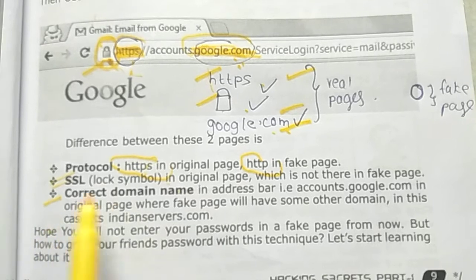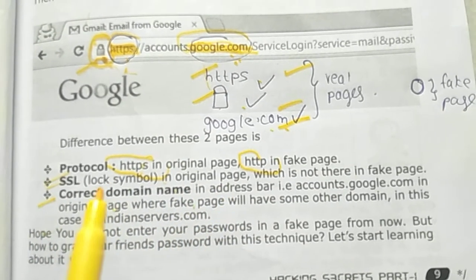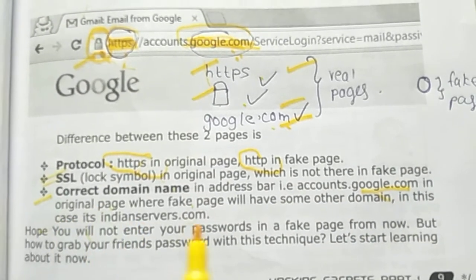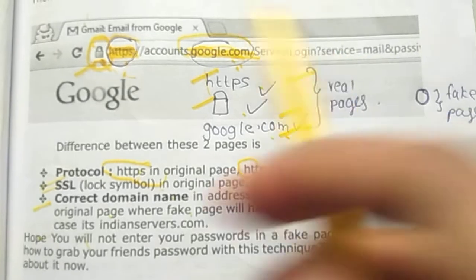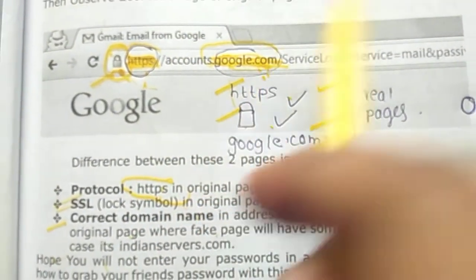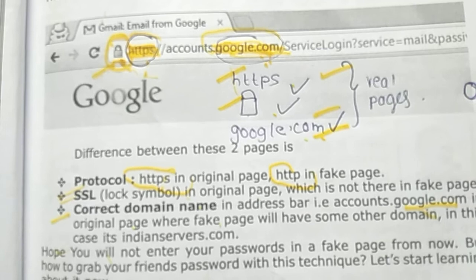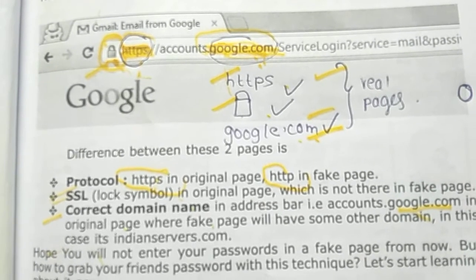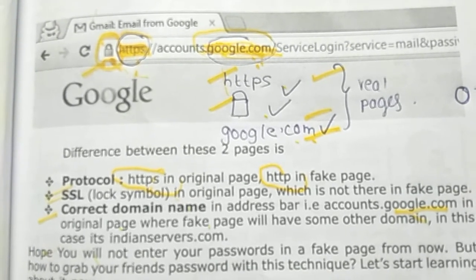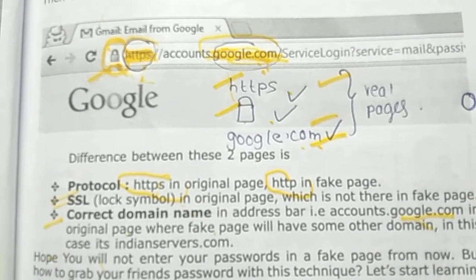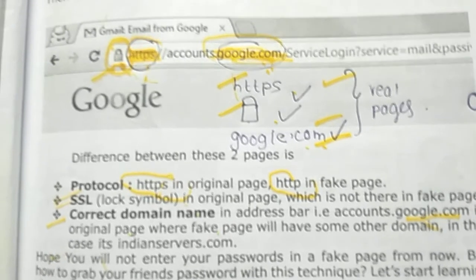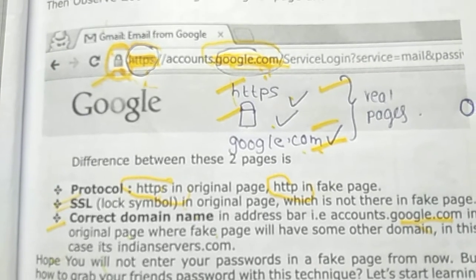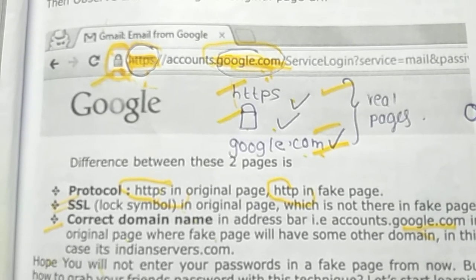And third one is the correct domain name in the address bar. So if you open Google, then you will observe google.com in the original page, whereas fake pages will have some other domain. So here you can observe google.com. In fake pages we will observe some other domain. So if you identify these 3 things, then you can easily identify whether it is a fake page or original page. We should not enter our Gmail or our password in fake pages because hackers will hack our passwords. So identify the fake pages and protect yourself from hackers.